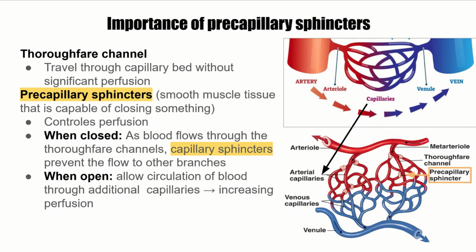Precapillary sphincters are smooth muscle tissues that are capable of closing something. They control perfusion. Think of how in high traffic hours there is a light directing cars onto the highway one by one, so there is a delay of cars loading onto the highway. When closed, as blood flows through the thoroughfare channels, precapillary sphincters prevent the flow to other branches. When open, they allow circulation of blood through additional capillaries, increasing perfusion.